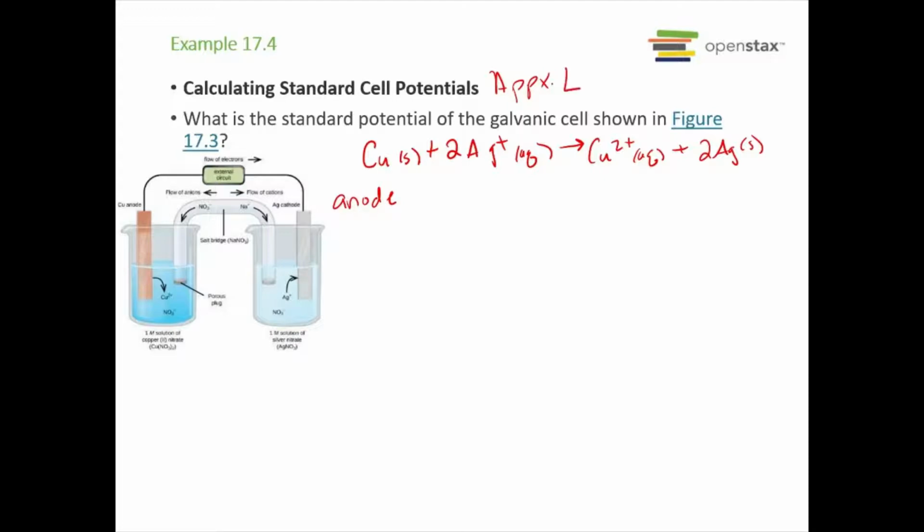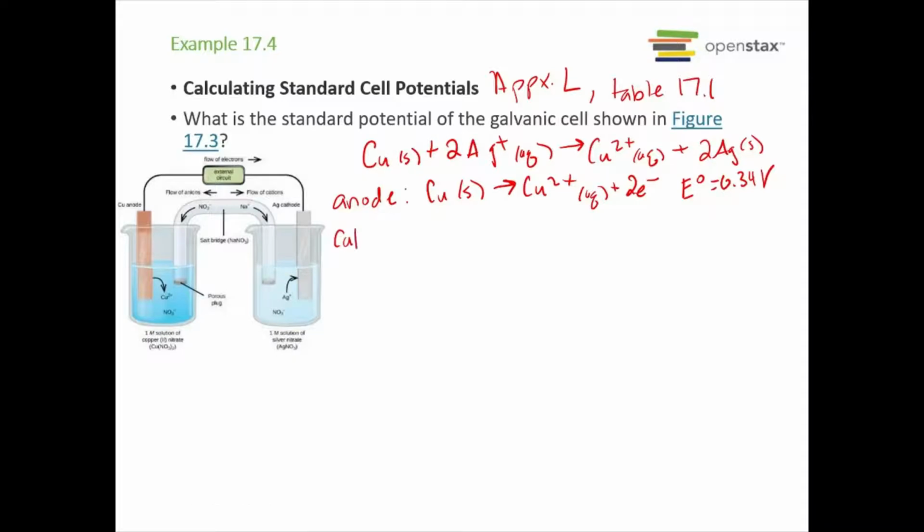So then you look up in your appendix, so appendix L, I believe it is, or in your book, table 17.1 has some values, not necessarily all of them, so your appendix is going to have more values. So your anode half reaction is your copper going to Cu2+ aqueous plus 2e-, and this copper has an E naught equal to 0.34 volts.